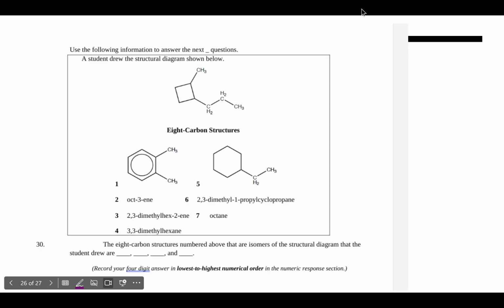Okay, here's the second part to that question that we saw. So I thought there would be another part. So here, looking at the 8 carbon structures numbered above that are isomers. I think I will skip over this one because we've done lots of isomers. So essentially we know, count how many carbons you have, count how many hydrogens you have, and find the ones that would be the same.